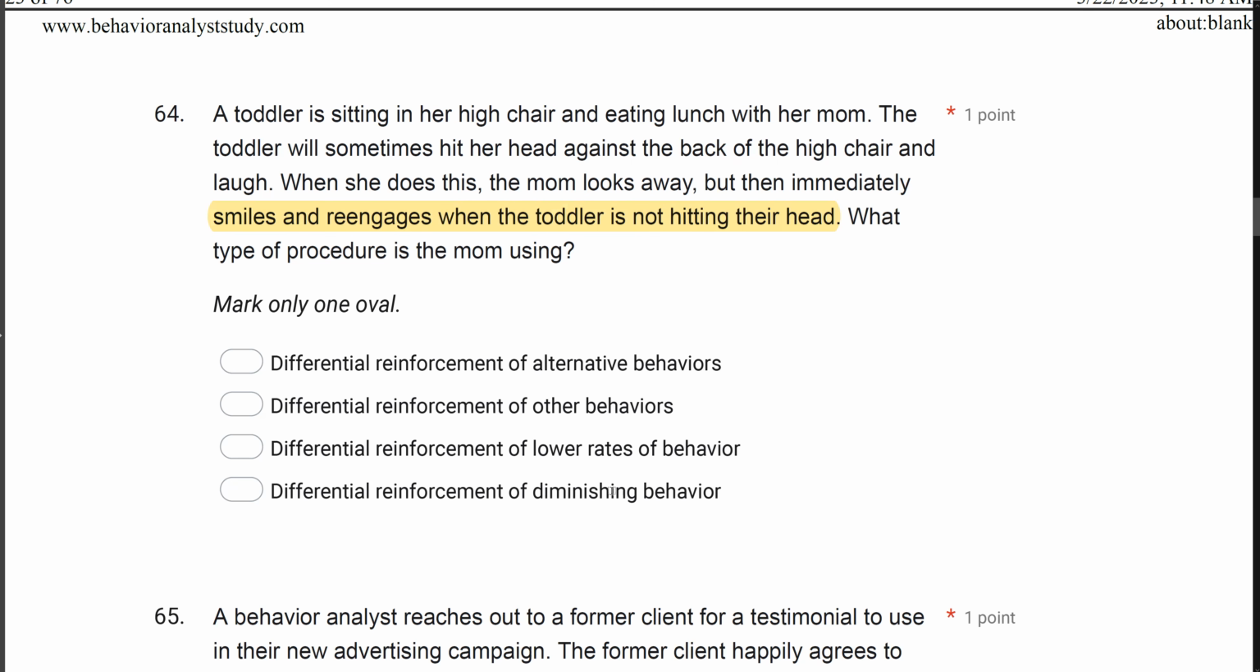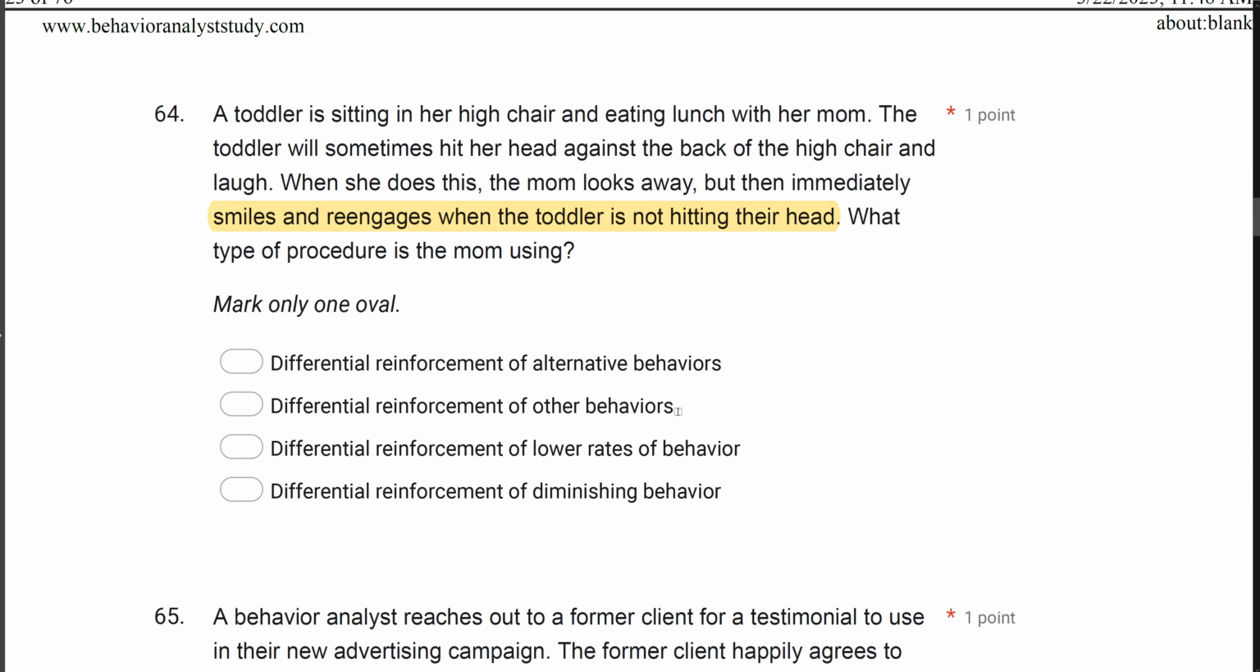C, differential reinforcement of lower rates and D, differential reinforcement of diminishing behavior. C and D are very similar. There's slight differences, but either way, you're working to reduce behavior on a set criterion, right? Slowly but surely. There are different ways lower rates and diminishing all vary, but at the end of the day, with lower rates and diminishing, you're slowly and systematically decreasing behavior.